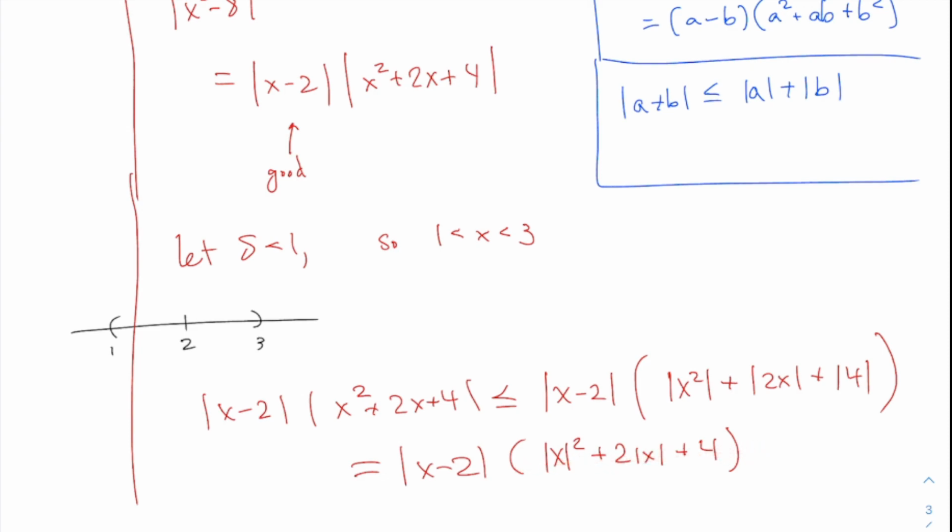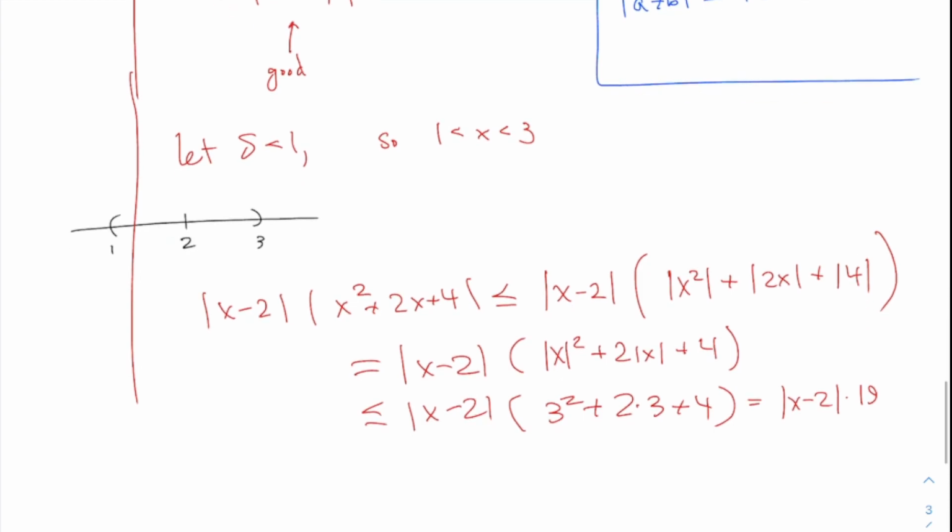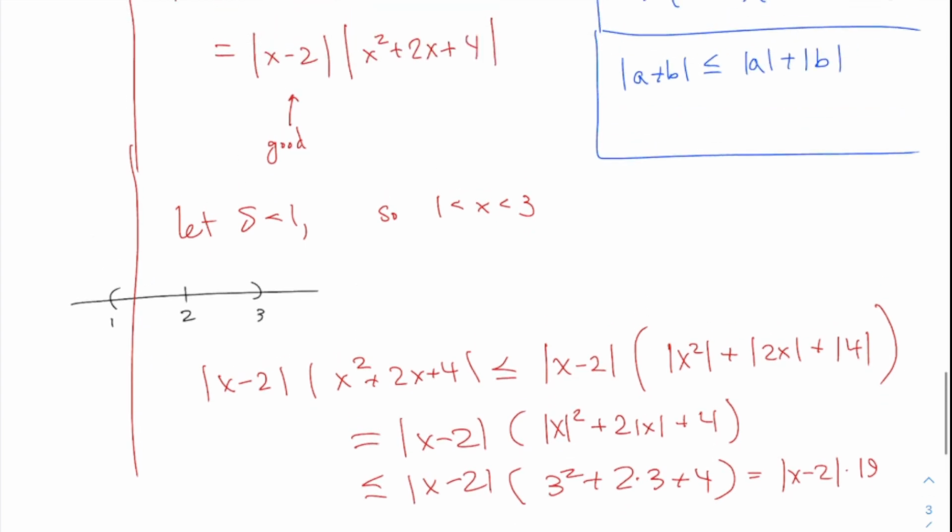Now I can say this is definitely less than or equal to |x - 2|, and then I just replace all those x's by 3's. So 3 squared plus 2 times 3 plus 4. And that is 19. And so I'm going to use epsilon over 19. This is actually fairly common in proofs like this. You end up with some really weird constant at the end that comes from doing some strange simplifications in the middle somewhere. But this is just an example where you have to do something a little fancier in order to figure out what this constant at the end should be.